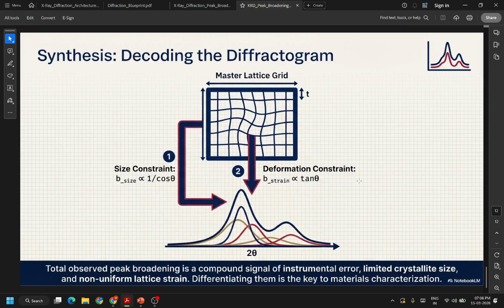So if you apply the size constraint, your peak broadening is proportional to 1 by cos theta. If you take your deformation constraint, then the peak broadening is proportional to tan theta. So both of them will result in different types of peak broadenings. So the total observed peak broadening will be a compound signal of instrumental error, limited crystallite size, and non-uniform lattice strain. And differentiating them is the key to characterizing your material.